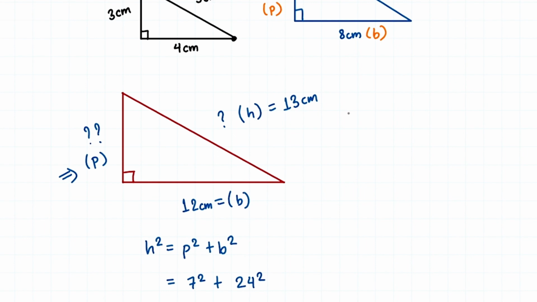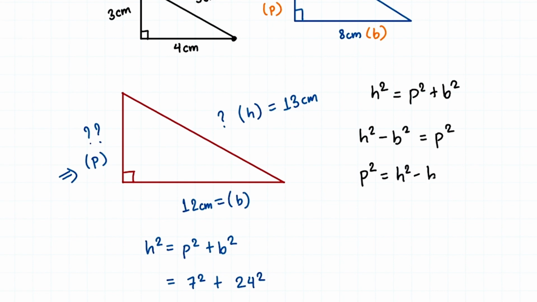Again, we are going to use the Pythagoras theorem. So first we have h square is equal to p square plus b square. But for this problem, we need the perpendicular, so let's make the perpendicular alone. When we move this b square to the left side, it's going to be h square minus b square, because it's plus b square over there. When it comes to the left side, it's going to be minus b square is equal to p square.